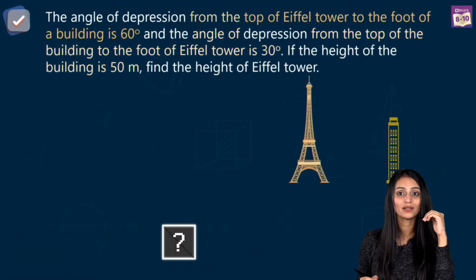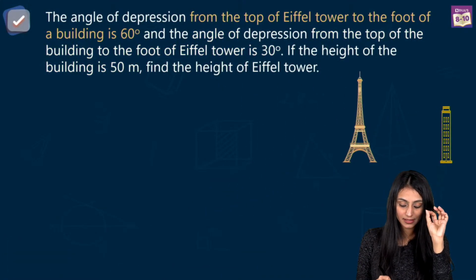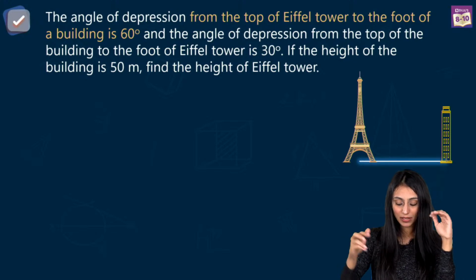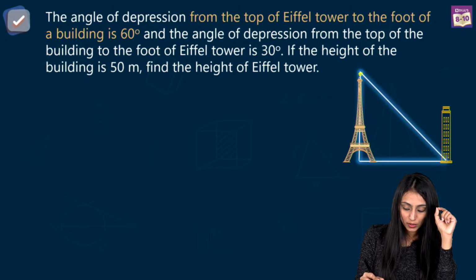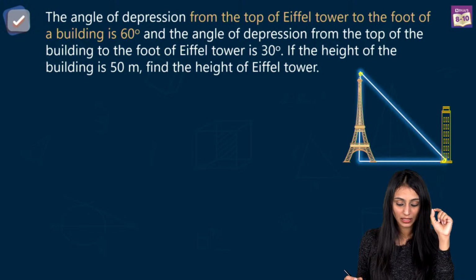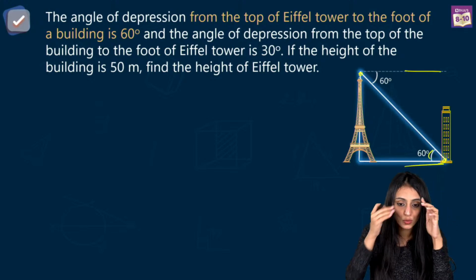As I said, we will represent them with straight lines. So let's first understand this. We will connect their bases, that's the horizontal axis. This is the Eiffel Tower's height, from the top of the Eiffel Tower to the foot of this building. What is given? Angle of depression. That's how we represent angle of depression. These lines are parallel, so this will also be 60 degrees.